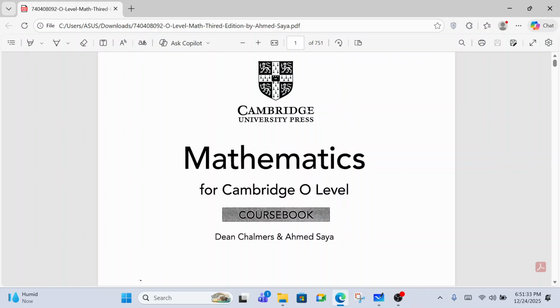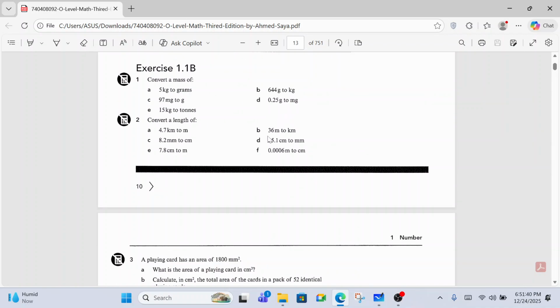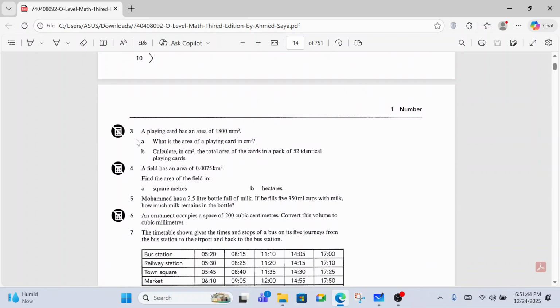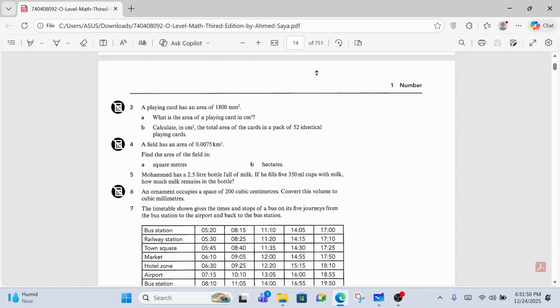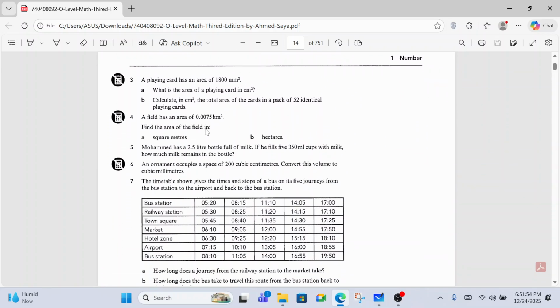In our previous lecture, we solved 1.1b, question number 1 all the way up to question number 3. In today's video, I will try to complete from exercise 1.1b from question number 4 to question number 7. So without further ado, let's get started with today's lecture.